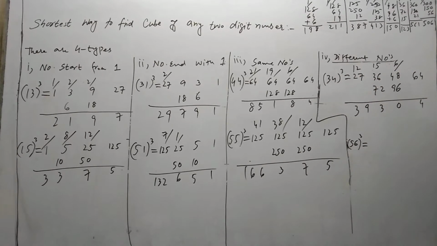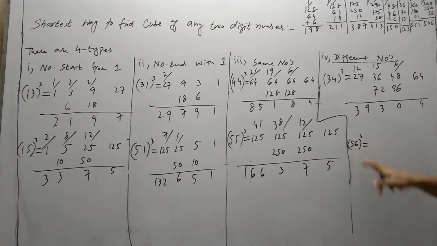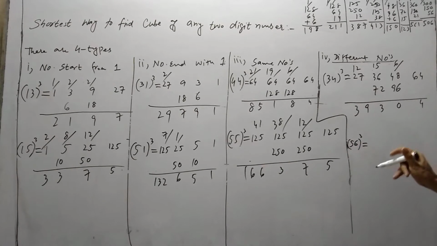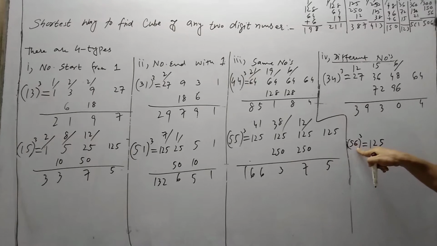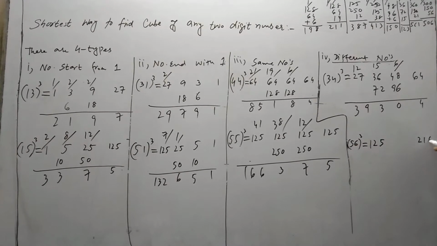Take one more example, 56. What is the rule? The cube of the first number. What is the cube of 5? Yes, 125. Make some gap. What is the cube of the second number, 6? 6 cube is 216.